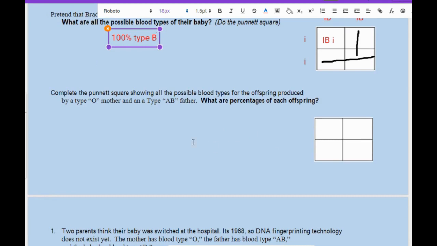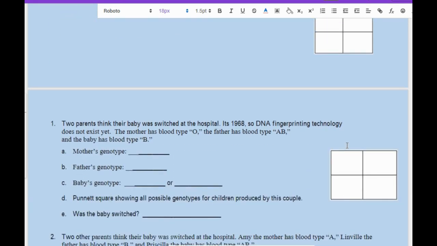I'm going to let you do this one. Mother's type O, father's type AB. So you can put the mother. I'll start you off. But remember, you got to finish it. Here's the mom. She's type O. So she can give her O allele, one of her O alleles, or their other O allele. Put the dad on the side. He's AB. And then fill in the rest of the Punnett square.